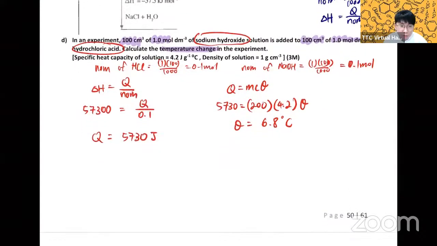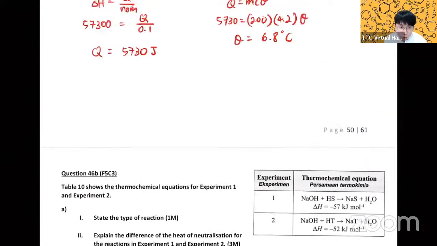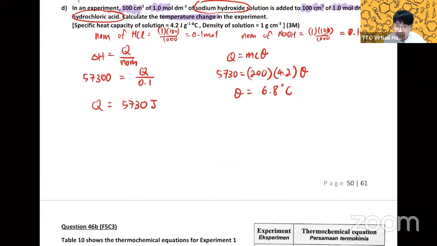Okay, so moving on, going down. This one is also neutralization, so I won't do any. It's the same thing.